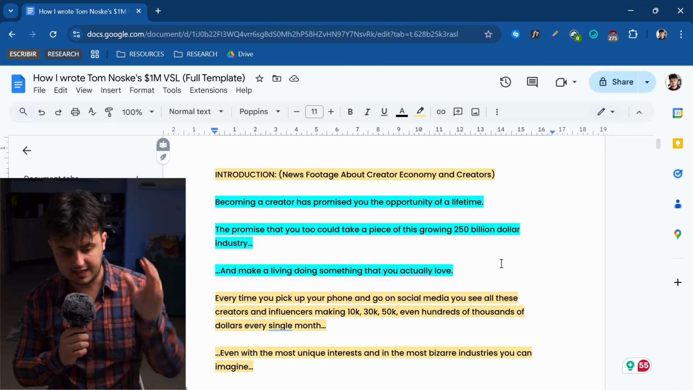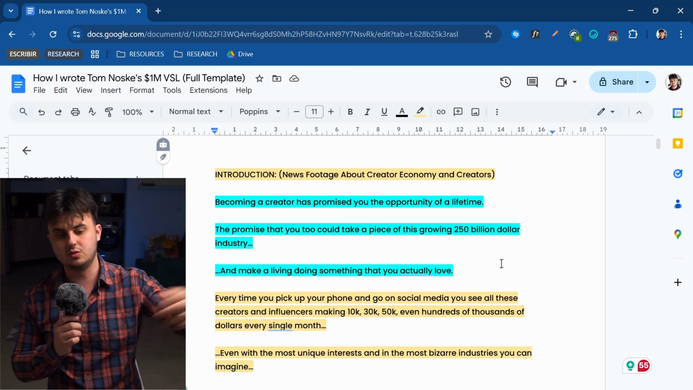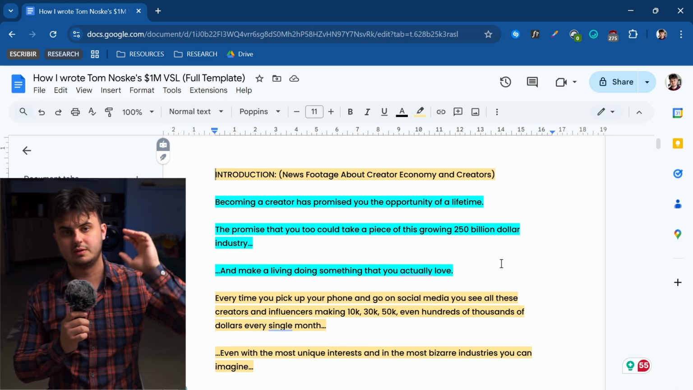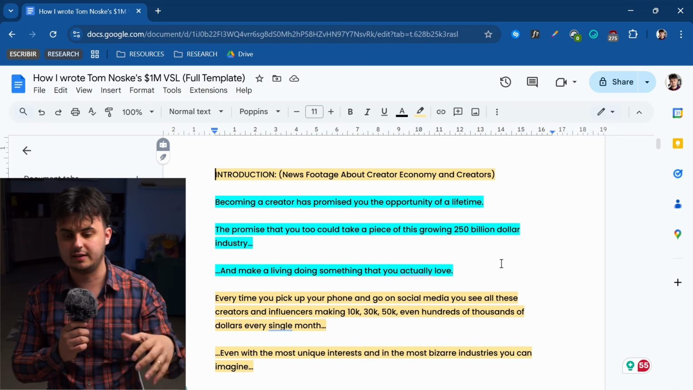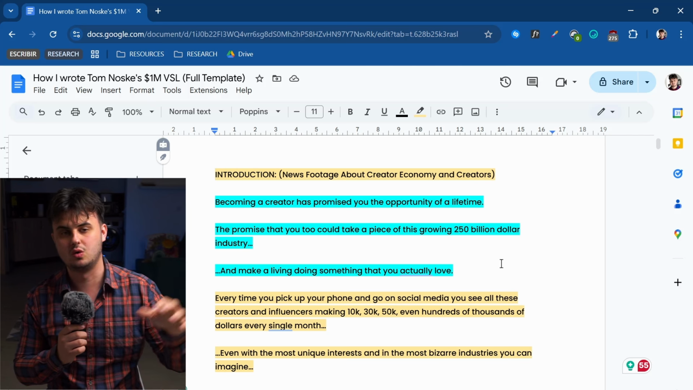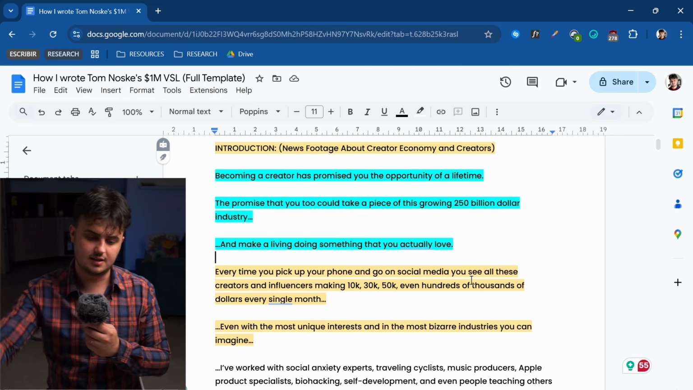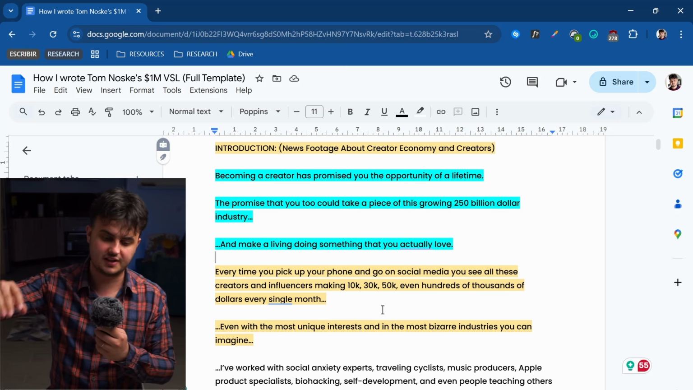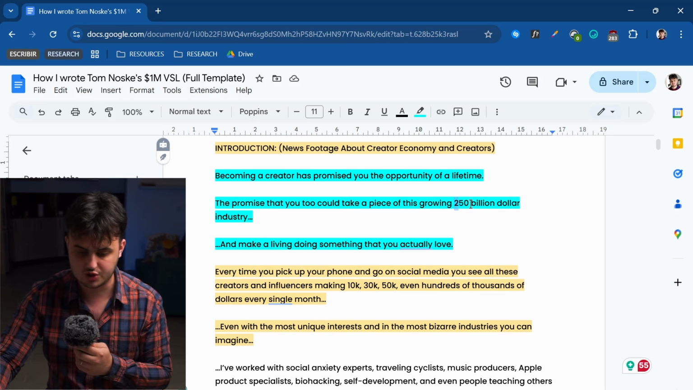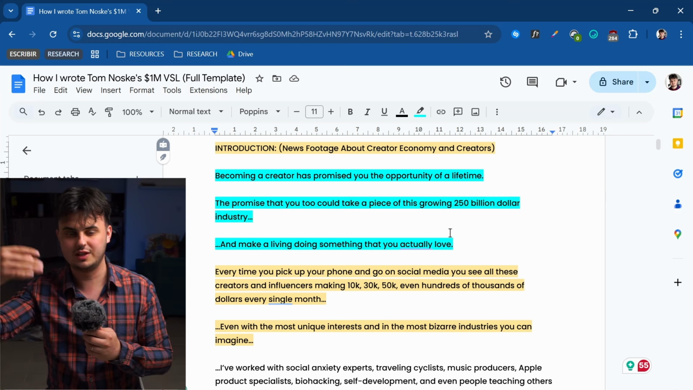As I told you at the beginning, I wanted to do an introduction where we show them news about the creator economy, showing them the big opportunity, basically reminding them why they even started this whole creator thing in the first place. And as you can see, the opening goes in the same direction, right? Becoming a creator has promised you the opportunity of a lifetime, $250 billion industry, right? We're showing them the opportunity.